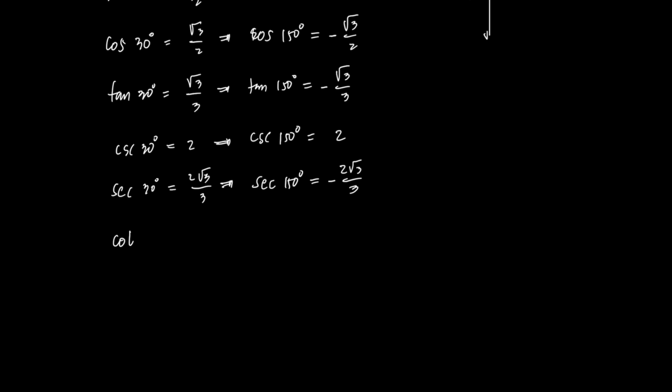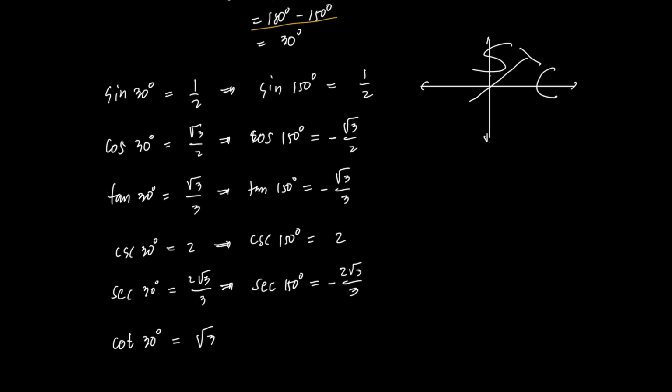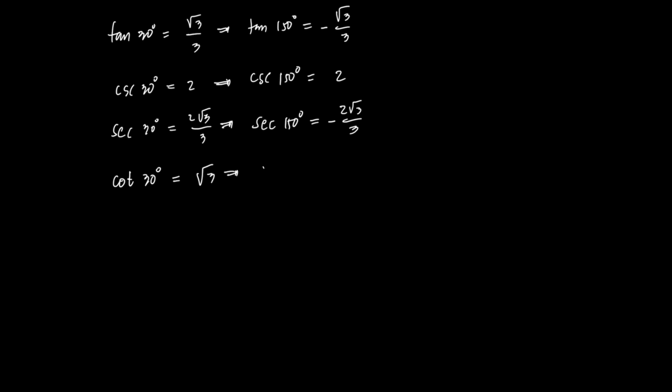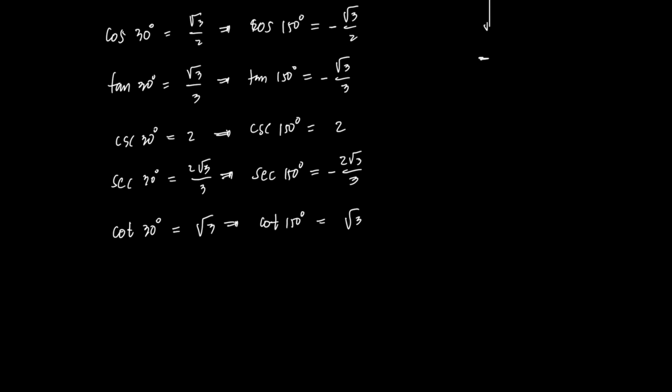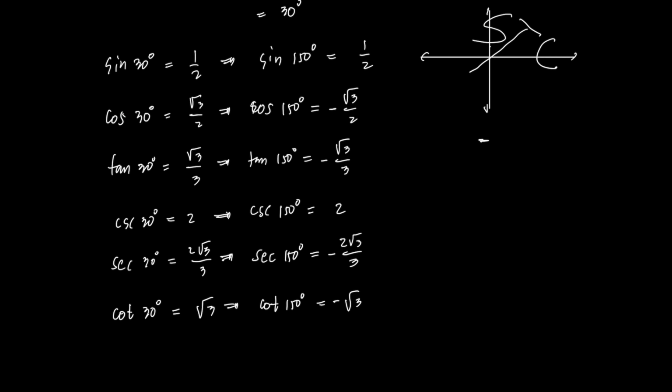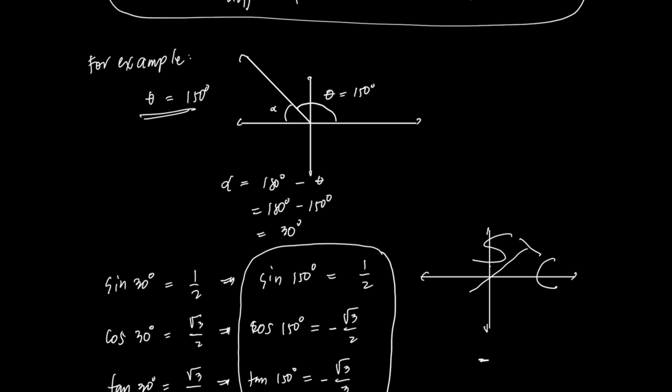Okay? Now, for the sixth, which is cotangent 30 degrees, the cotangent 30 degrees is square root of 3. Is it correct? Yeah, that's square root of 3. So, therefore, our cotangent 150 degrees is square root of 3. But cotangent in the second quadrant from here, it's negative. So, these are the values of the 6 trig functions if the angle is 150 degrees.